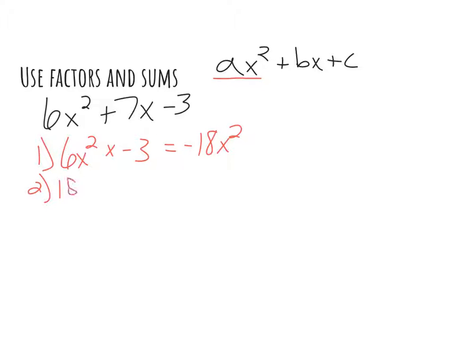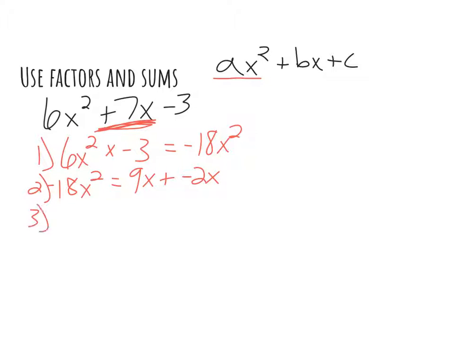Next, I take that product that I just got, that negative 18x squared, and I want to break it down into two factors. Okay? So I'm going to be adding these two factors up, and they should give me my middle term of 7x. So I need two numbers that multiply together to get a negative 18 and add up to 7. And that's going to be 9 and negative 2. And each one is going to have an x with it.